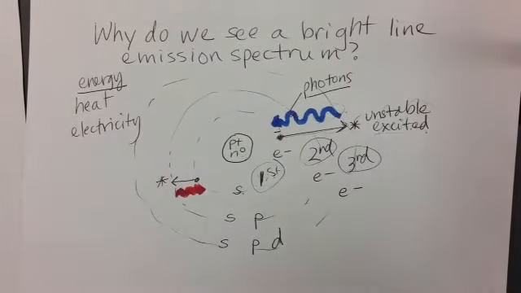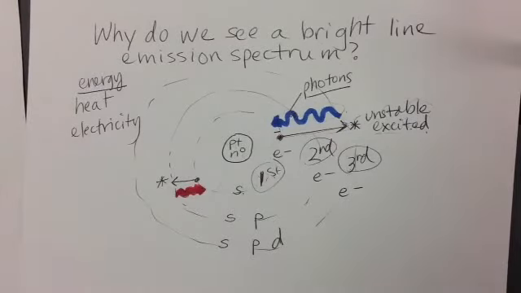This tutorial is going to cover the question, why do we see a bright line emission spectrum? We just finished a lab with a flame test where we took a salt and put it in a Bunsen burner flame and saw various colors come off depending on the salt.